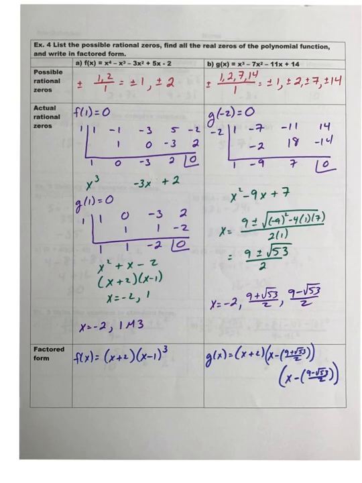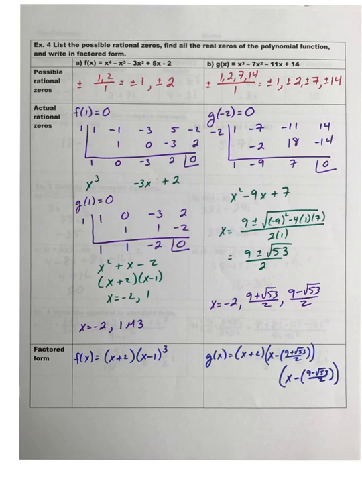And 2.3, page 2. So this time we're actually going to be solving for the zeros of a polynomial function, and we're going to write it in factored form. So this is example 4. List the possible rational zeros, find all the real zeros of the function, and write in factored form.